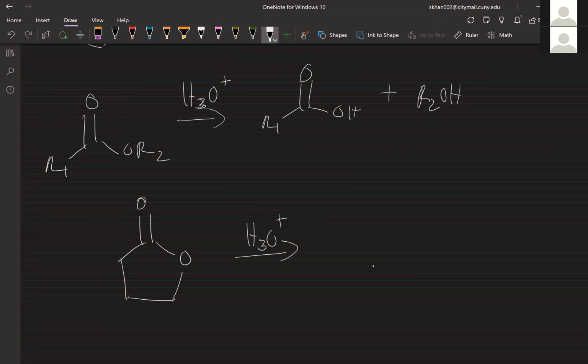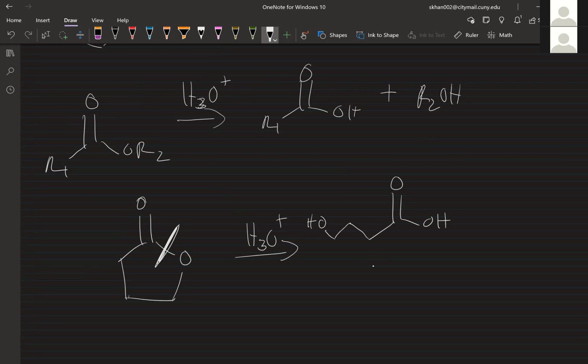Same thing here, right? We cleave this bond here, and we form our carboxylic acid at the top. And then you have how many carbons? 1, 2, 3. And then that's bonded to the other OH here, right? This is a ring opening reaction.